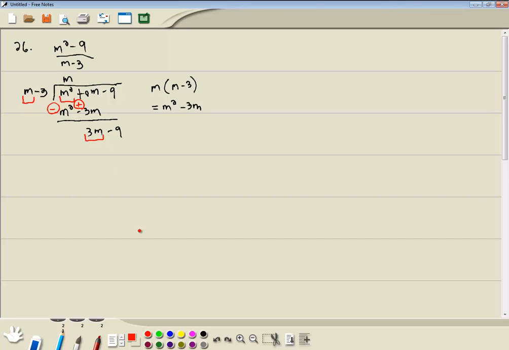We look at the first term of each, decide what to put up on top. You ask yourself what times m gives you 3m, and that'd be 3. Whatever you put up on top, you multiply by what's out in front. So I'm going to take this 3 and multiply it times the m minus 3. 3 times m is 3m. 3 times negative 3 is negative 9.